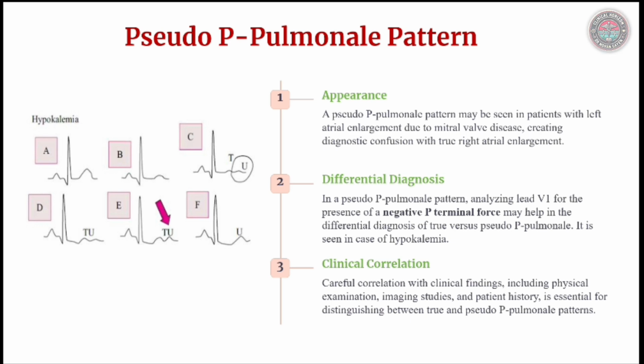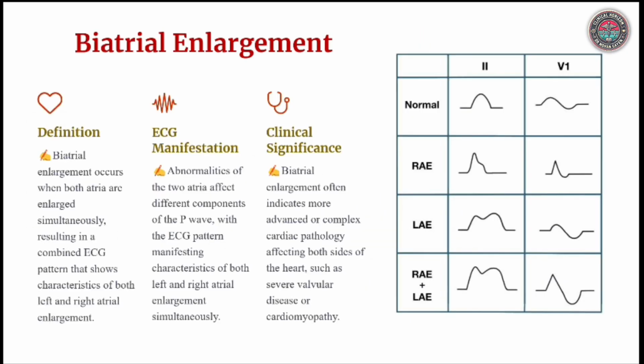Biatrial enlargement. Biatrial enlargement occurs when both atria are simultaneously enlarged, typically due to valvular heart disease, cardiomyopathy, or chronic heart failure. ECG findings include features of both left atrial enlargement and right atrial enlargement, such as biphasic P waves in V1, with increased amplitude and prolonged duration. These mixed features indicate significant cardiac pathology requiring further evaluation.